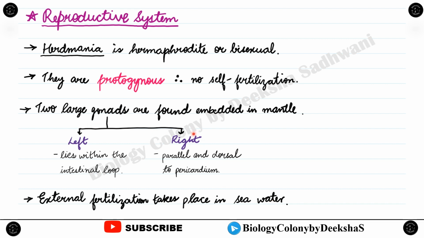It has two large gonads that are found embedded in the mantle, that is the body wall. One is the left gonad, the second one is the right gonad. The left gonad lies within the intestinal loop and the right gonad lies parallel and dorsal to the pericardium or heart.